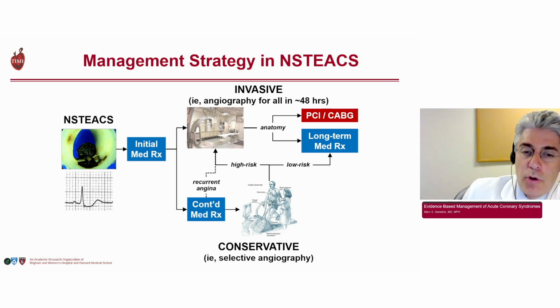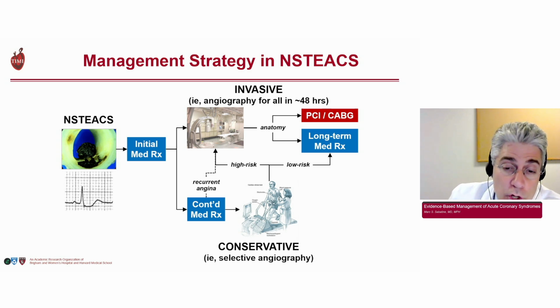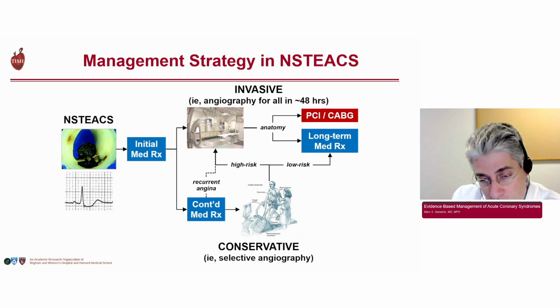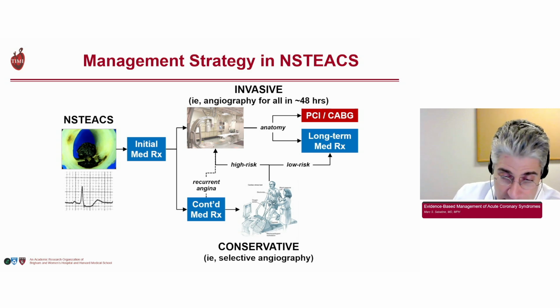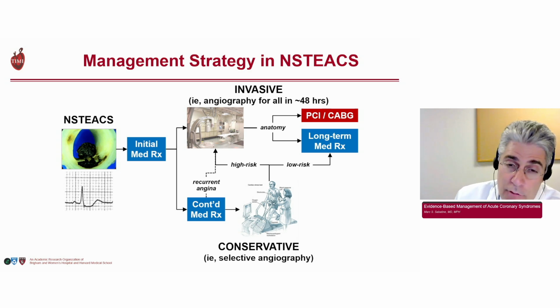And then the branch point is, do you want to pursue an invasive approach, meaning all the patients go for coronary angiography, typically in about 48 hours or so, or a conservative or selective angiography approach. In that case, the patients continue to marinate in whatever cocktail you put them on. Then they undergo a stress test. If they flunk the stress test, or if they have recurrent angina while waiting for the stress test, then they go to the cath lab for coronary angiography.